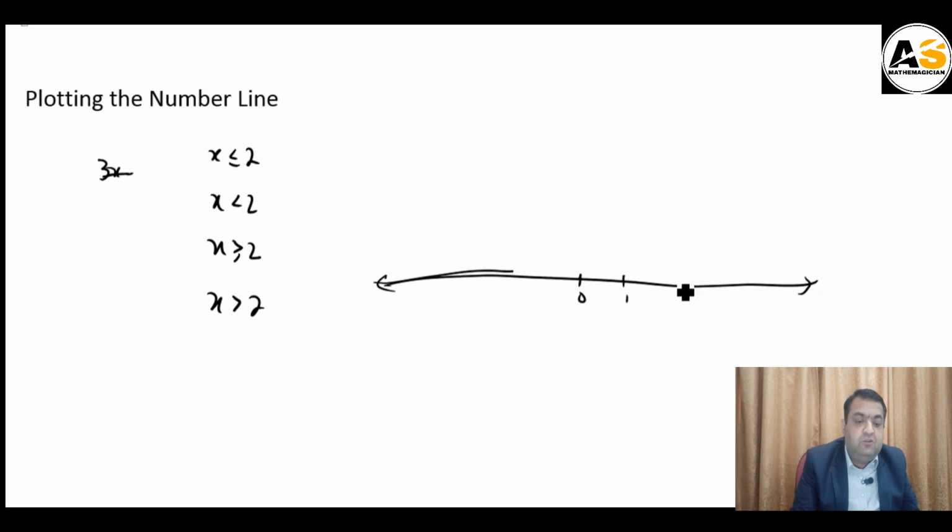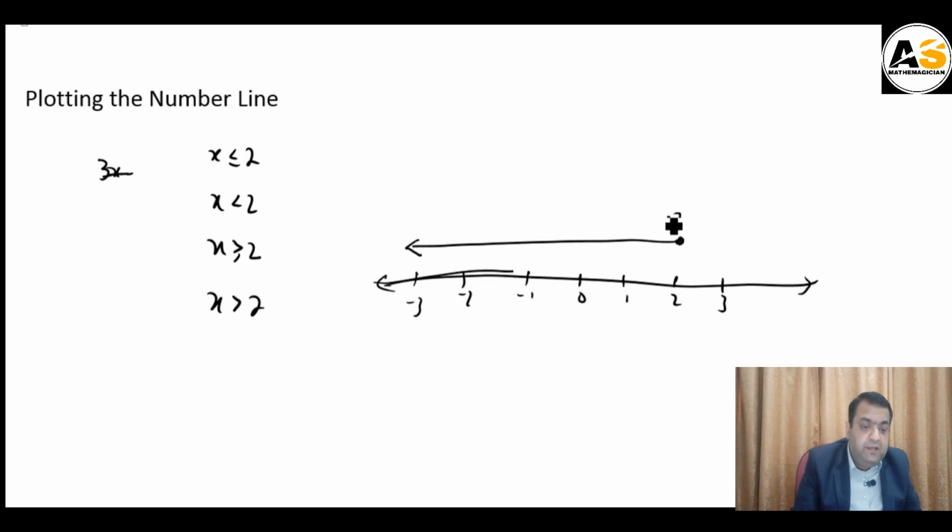This is our mean value 0, this is 1, this is 2, this is 3. Likewise, this is minus 1, minus 2, minus 3 and so on. First, we have to plot all those values which are less than or equal to 2. 2 is included. So this graph will be like this. It will be a dot and less than 2 will be indicated in this direction. Second, as x is less than 2, it will be a hole on 2 and then we will represent this inequality.